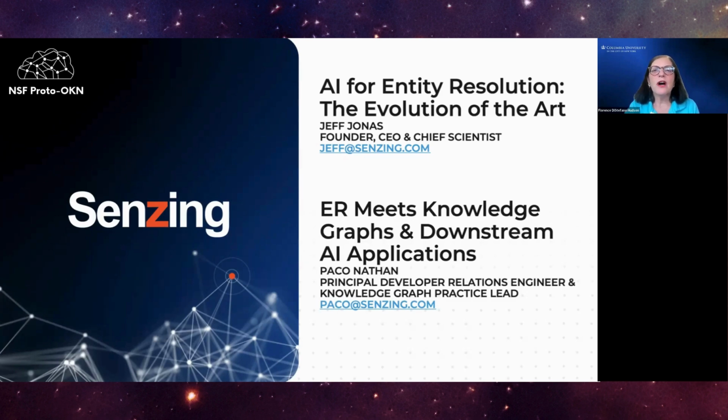So a little bit about what we're going to talk about today. Jeff is going to discuss AI for entity resolution, and Paco will present the role of entity resolution in entity resolved knowledge graphs in RAG. Jeff is founder and CEO of Senzing, is a data scientist and creator of entity resolution systems, and has been working on this for decades.